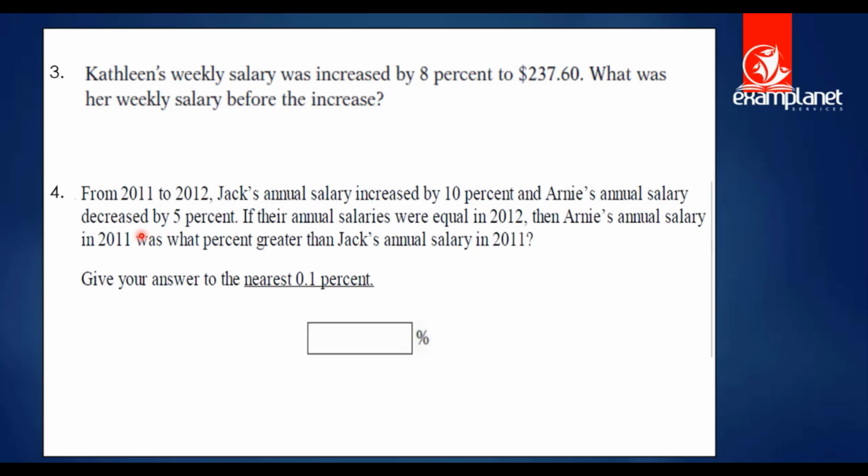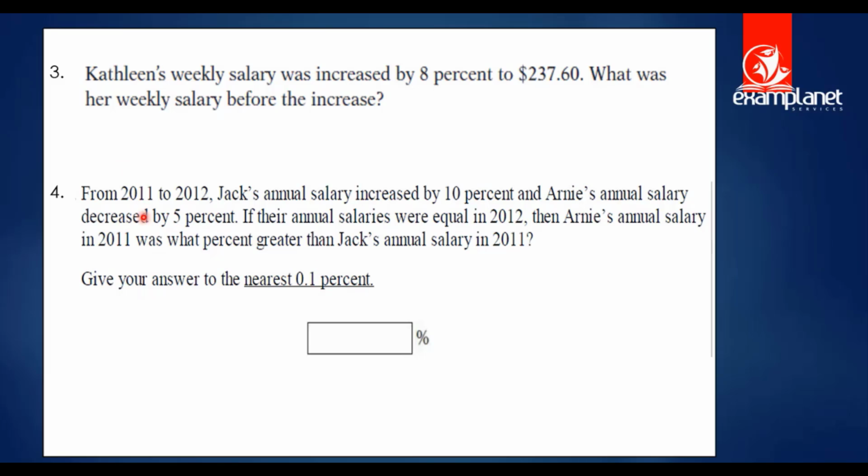Next question says from 2011 to 2012, Jack's annual salary increased by 10% and Annie's annual salary decreased by 5%. If their annual salaries were equal in 2012, then Annie's annual salary in 2011 was 1% greater than Jack's annual salary in 2011. Alright, so this is a good question, a little bit technical, but just see how we break it down and you can understand it perfectly well.